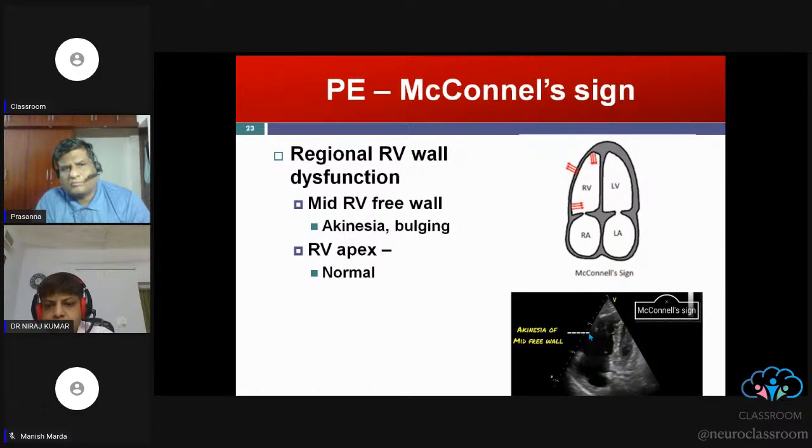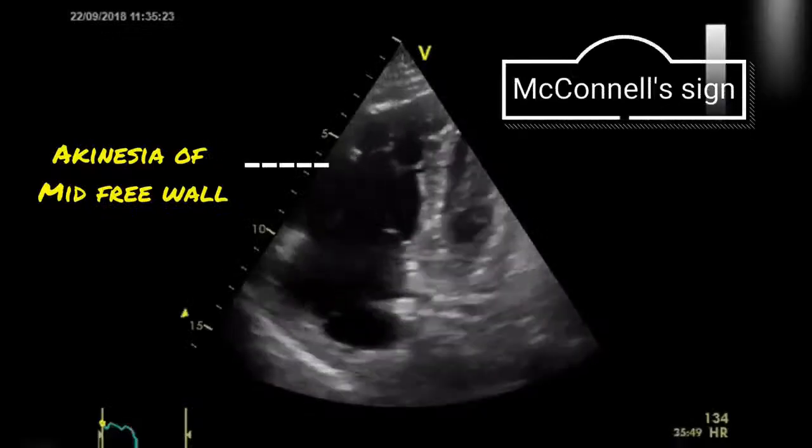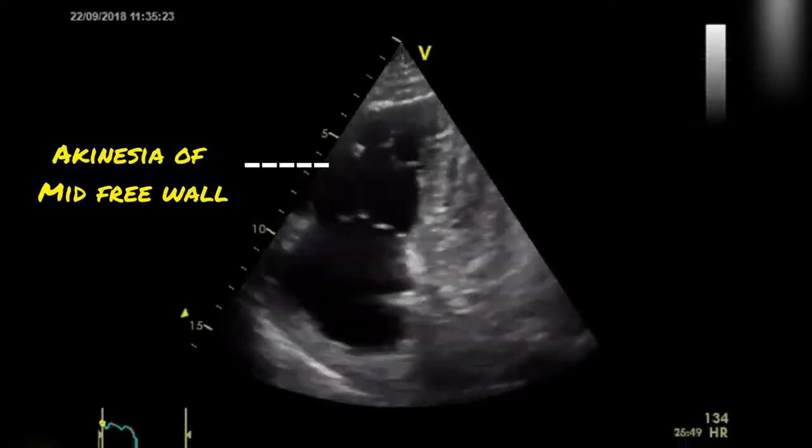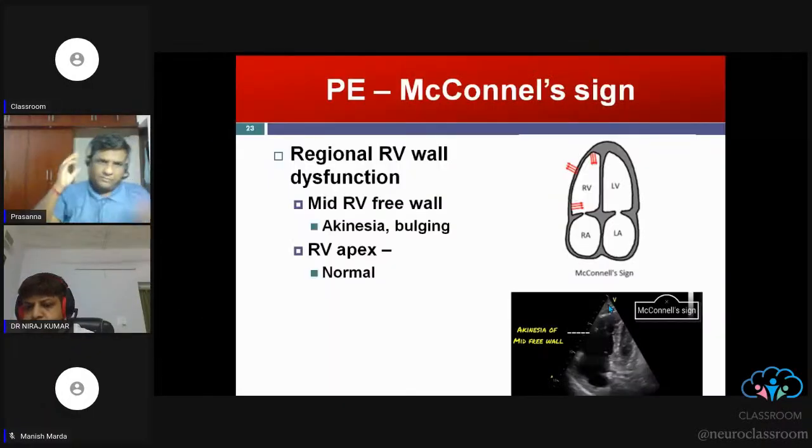You can see that the right ventricle is dilated. There is akinesia of the free wall, but the apex is contracting well. So there is one short clip for McConnell sign. This is McConnell sign, characterized by akinesia of the mid-free wall of the right ventricle. That is a very short clip for that.